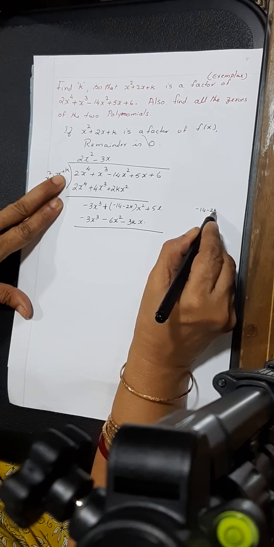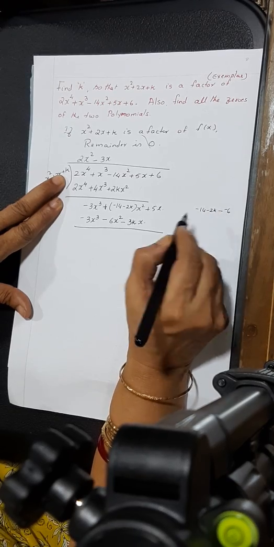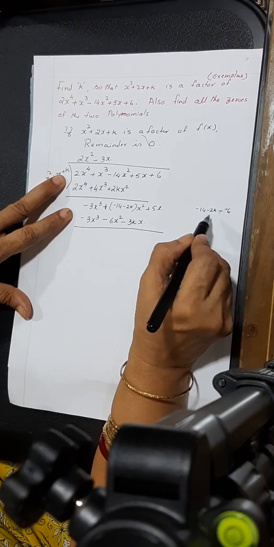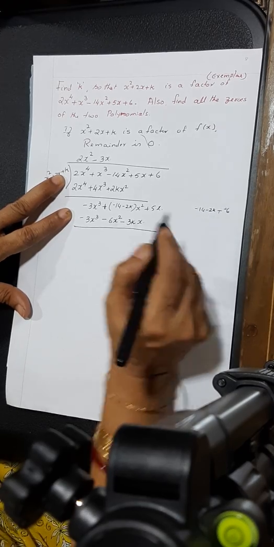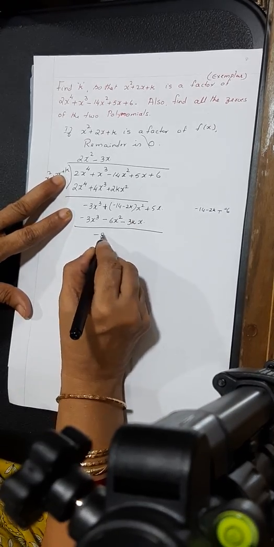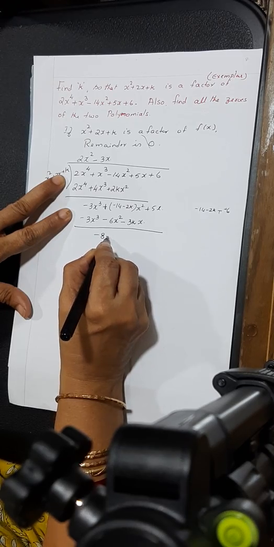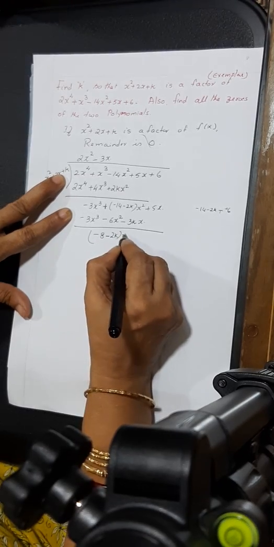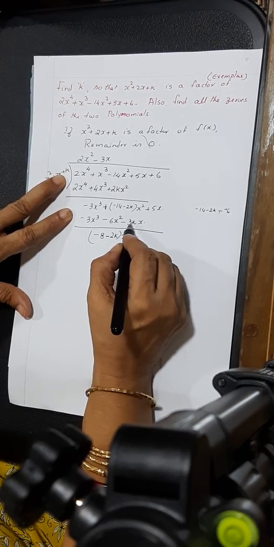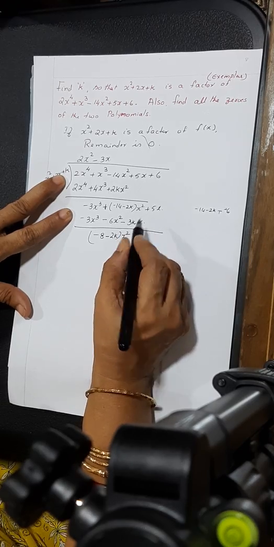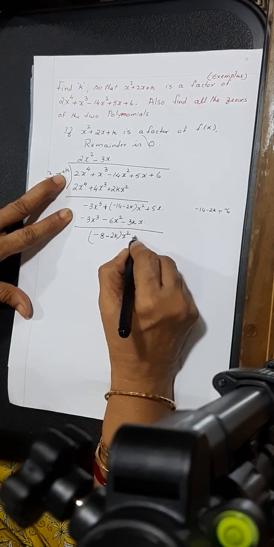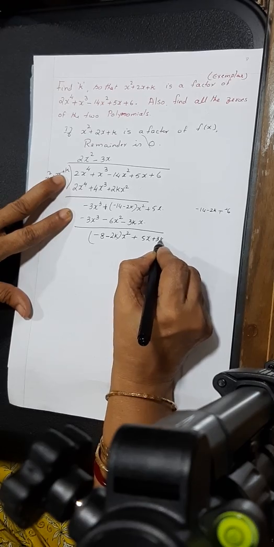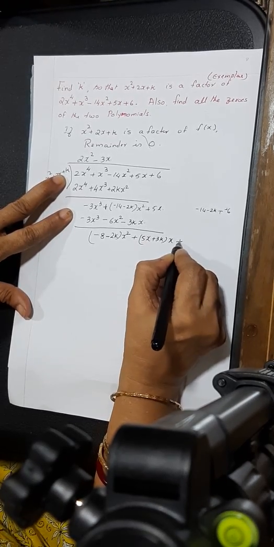This is the x squared term. So, minus 14 minus 2k minus 6. This will become plus, so this is minus 8 minus 2k x squared, then 5x, which becomes plus. So, 5x plus 3k into x plus 6.